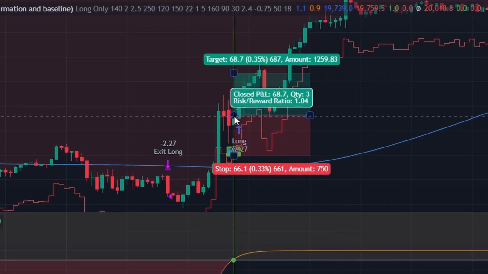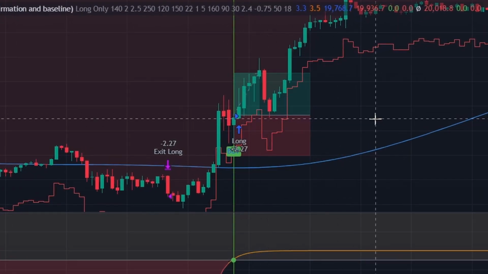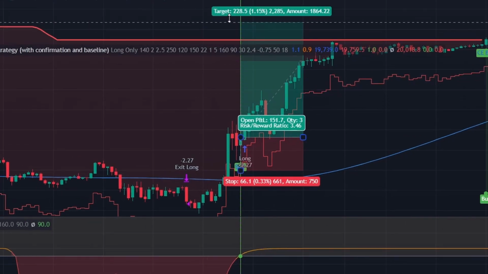But don't forget that with this strategy, we will update the stop loss when a new long entry signal appears. So we won't enter into a new position, we just update the stop loss as new valid entry signals occur. So let's see how this trade plays out.